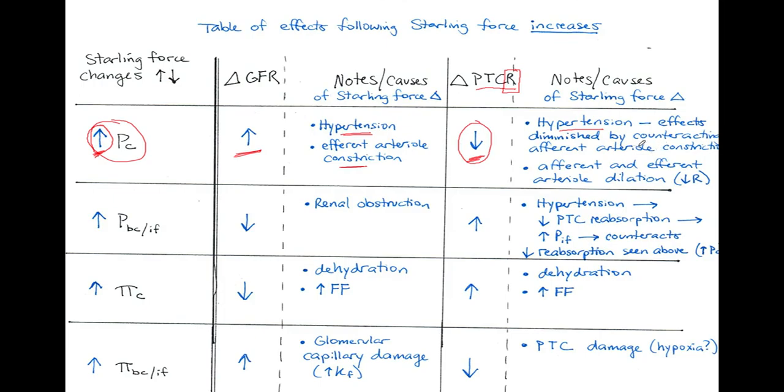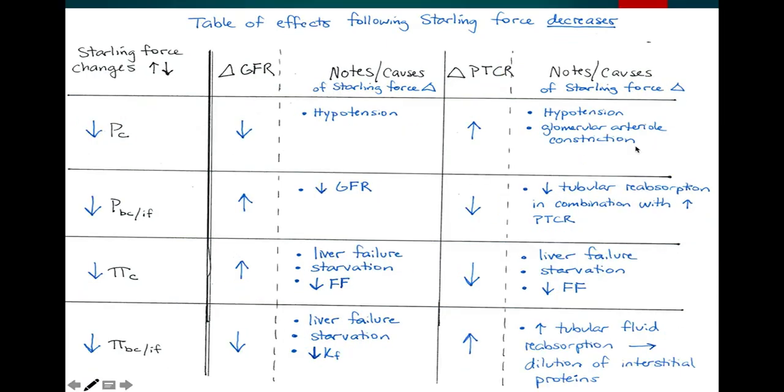So we have this table. And again, logic here, practice going through a couple of these and make sure that they make sense. The changes that you see in the Starling forces should match the changes in GFR or peritubular capillary reabsorption. If they make sense, you're good, right? And so we've got two tables showing the increase, and then this one shows the decrease in the exact same Starling forces and their effects. And of course, all the arrows are just the exact opposite direction. The causes will obviously be different. All right, we're going to stop there and continue with another one later.